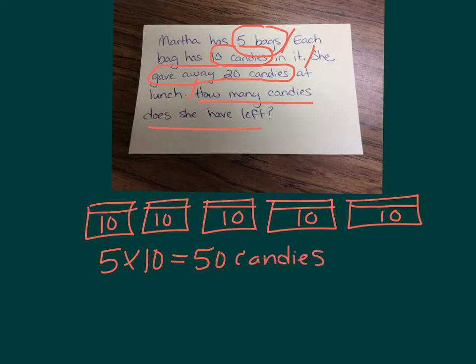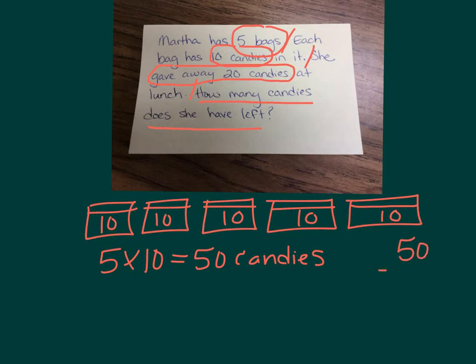Now I need to pay attention to the next chunk. She gave away 20 candies. Well, I know if you're giving away something, you're losing it. I can think of that as subtraction. So I think that I should take my 50 candies and subtract 20 of them to figure out how many she has left. So I'm going to go ahead and do that here.